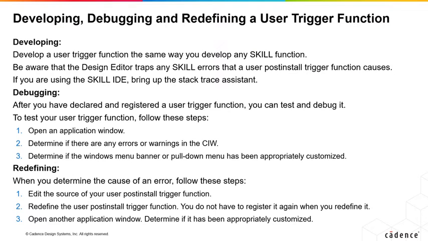Say you do have an error and you want to fix the code. To redefine the user post install trigger function, first of all, you're going to edit the source. Then you're going to redefine the trigger function, basically load it again. Now, you don't have to register it again. Once it's registered, as long as you don't change the function name, that's fine. And then to test it, of course, you'll go back, open an application window of the correct type, and then check if your customization worked as you intended.